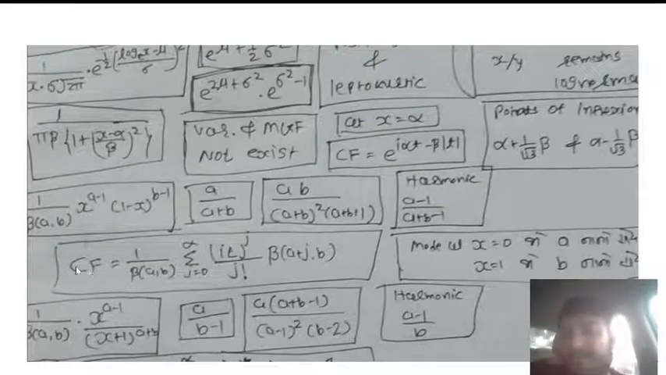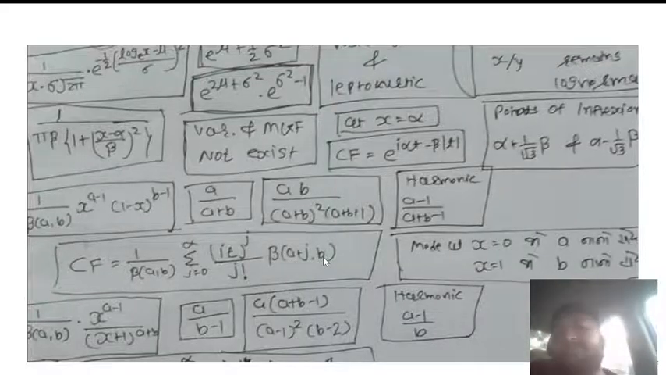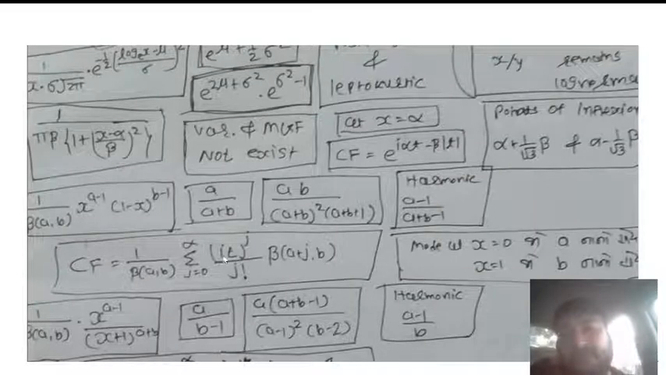Now the characteristic function of the beta first kind distribution is 1 upon beta of a and b into summation of j equal to 0 up to infinity, (it) raised to j upon j factorial into beta of a plus j and b. So this is kind of like a distribution function, but longer than the distribution function, as I can see. So this is the characteristic function of the beta first kind distribution.